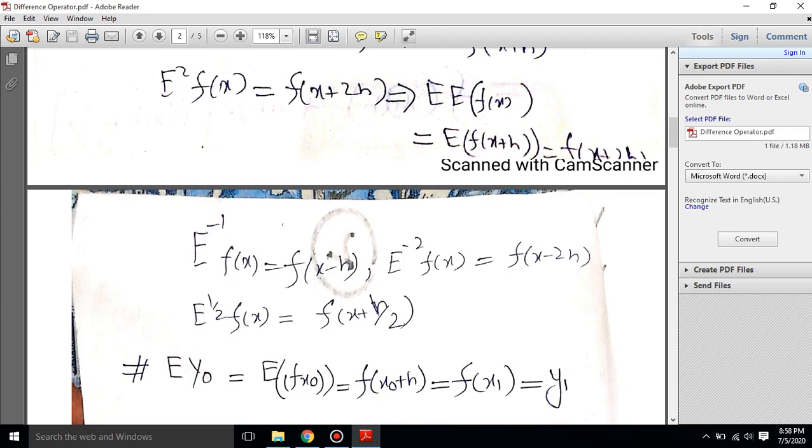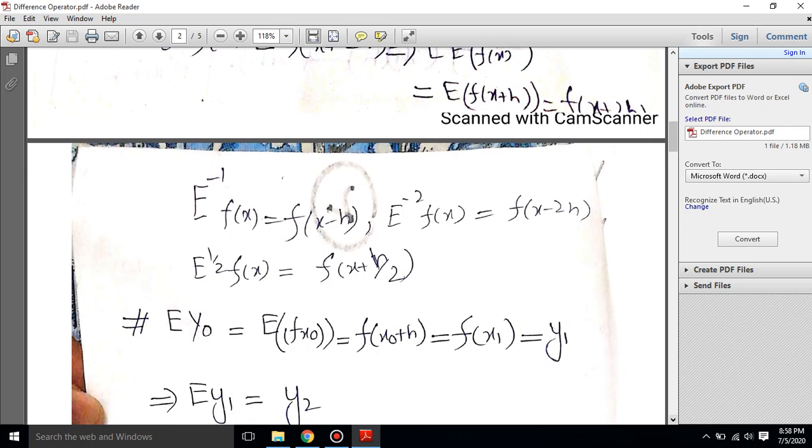Whenever we want to have an inverse of this shifting operator and we want to implement it on the function f(x), that will give us f(x − h). When we want to apply E^(−2) to the function f(x), that will give us f(x − 2h). And when we have E^(1/2) and we want to implement this on the function f(x), that will provide us f(x + h/2), that is f(x) plus half of the length h by 2 here.